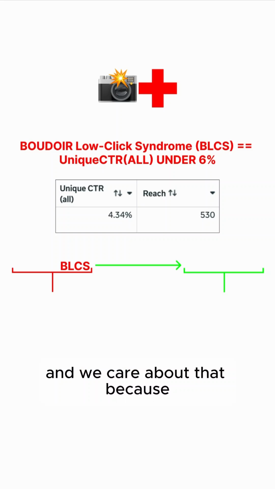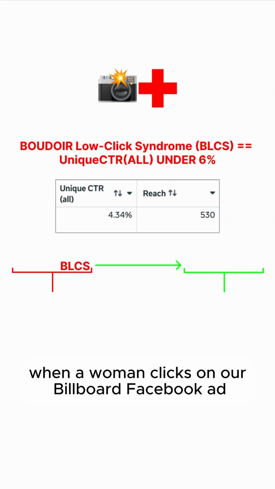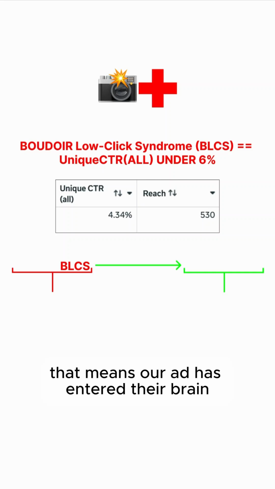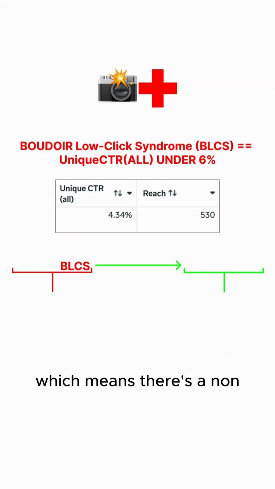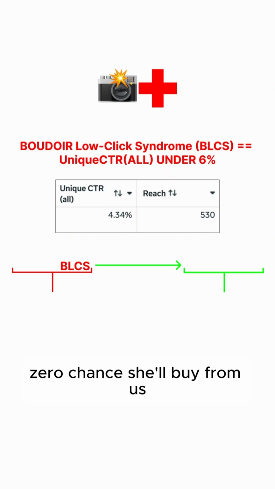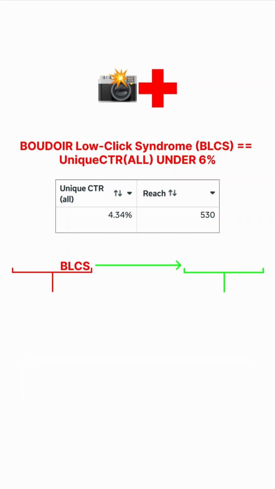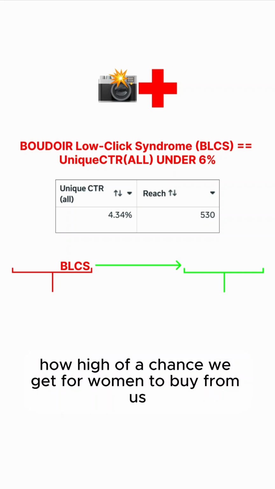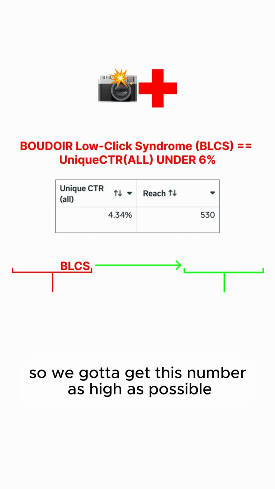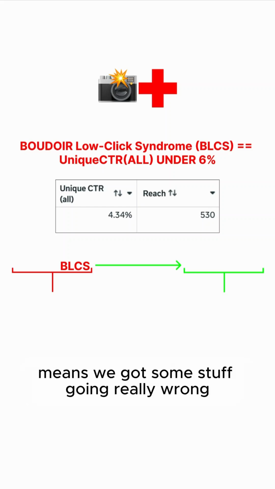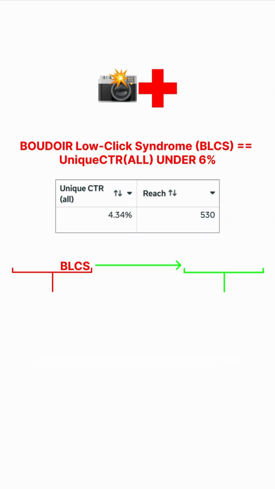And we care about that because when a woman clicks somewhere on our Boudoir Facebook ad, that means our ad has entered their brain, which means there's a non-zero chance she'll buy from us. So it's literally kind of like the leading indicator of how high of a chance we get for women to buy from us. So we got to get this number as high as possible, and under 6% means we got some stuff going really wrong.